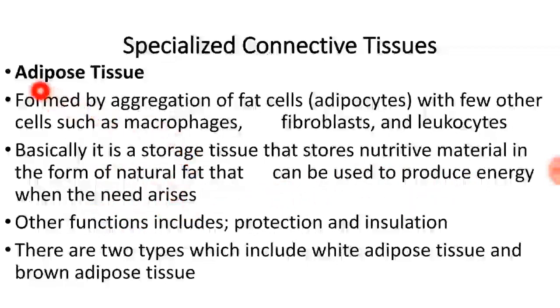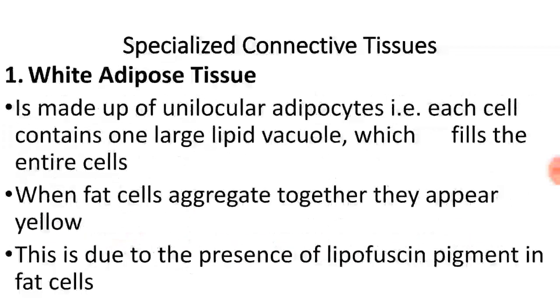So these adipose tissues are also a medium for storing nutrients in form of fat, which can be used as a source of producing energy when the need arises. And other functions include protection. Also adipose tissue is responsible for protection and also insulation, to prevent the loss of heat. And there are two types, which include white adipose tissue and brown adipose tissue.